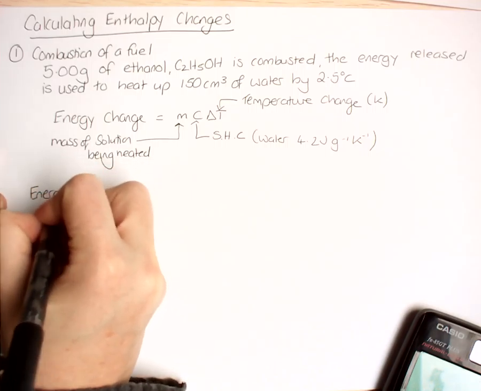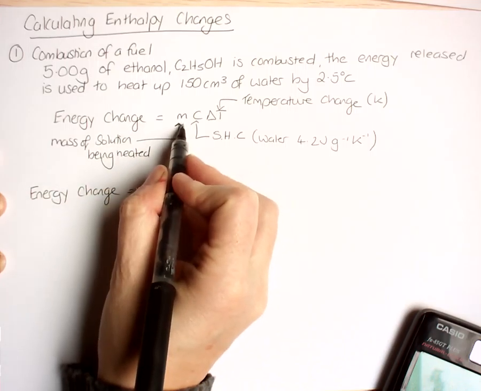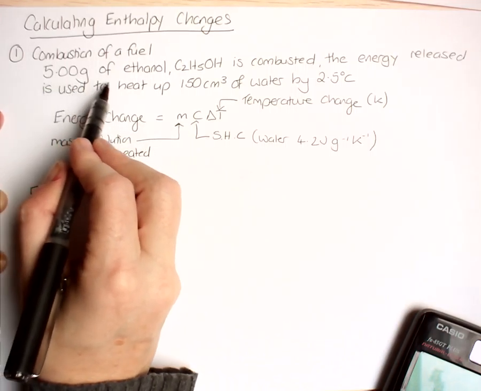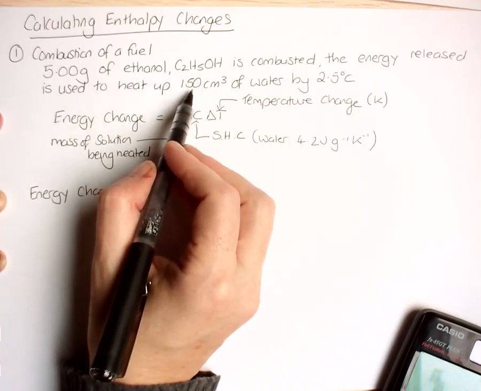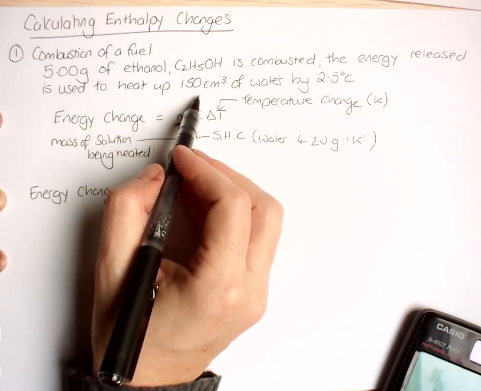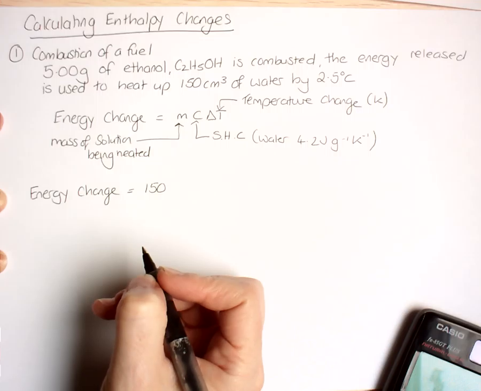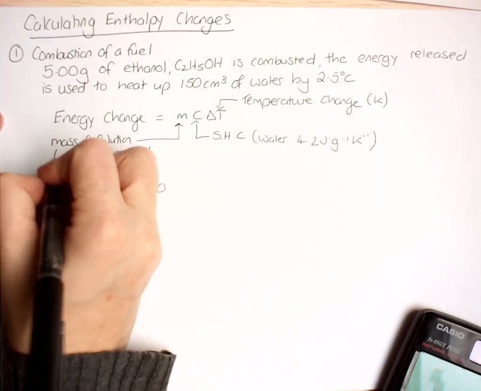So energy change is equal to the mass. Now it's the mass of the solution being heated, not the mass of the fuel being combusted. I have 150 centimetre cubed of water. The density of water is 1 gram per centimetre cubed, and so I have 150 grams. So the mass we use is in grams.